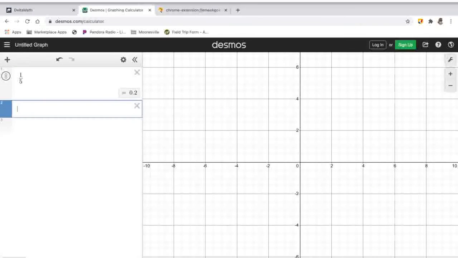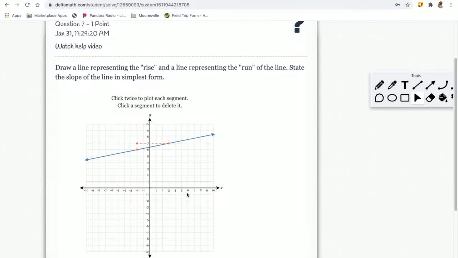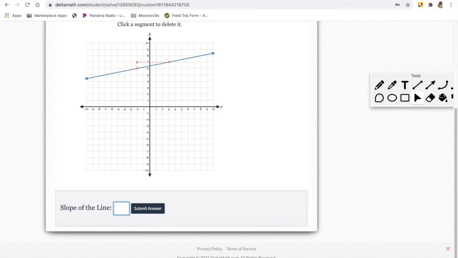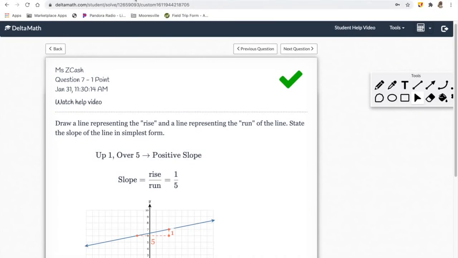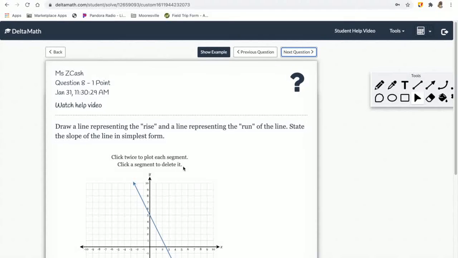Let's see if Delta Math will let you put a decimal in. I've never tried that before. Let's put in 0.2 and submit. It does. So if you go to Desmos and you get a decimal answer, it's okay to put that in for your slope in Delta Math.